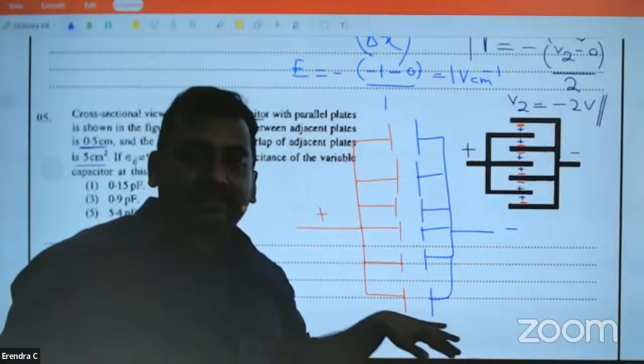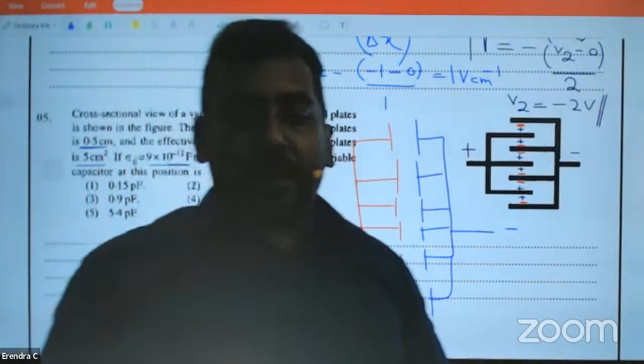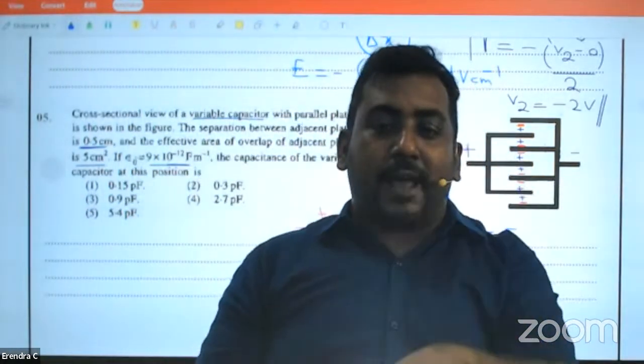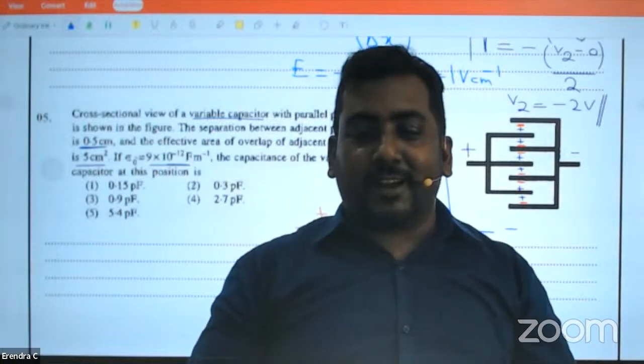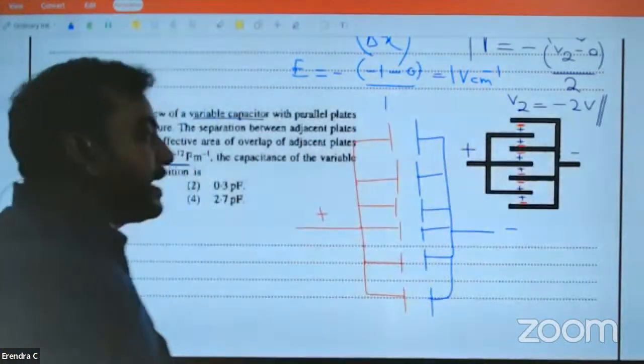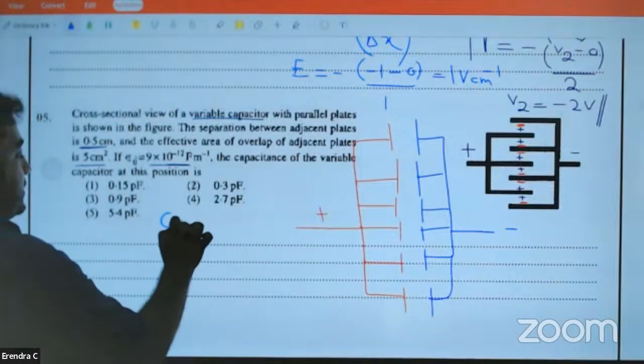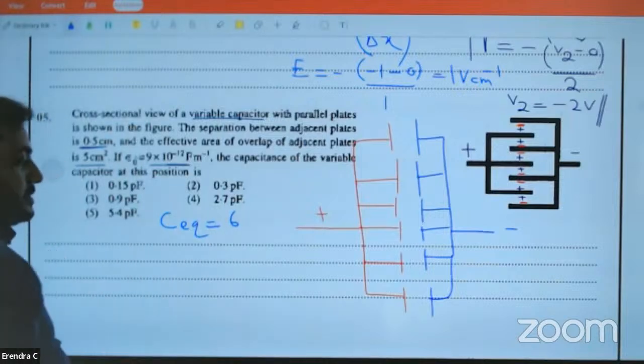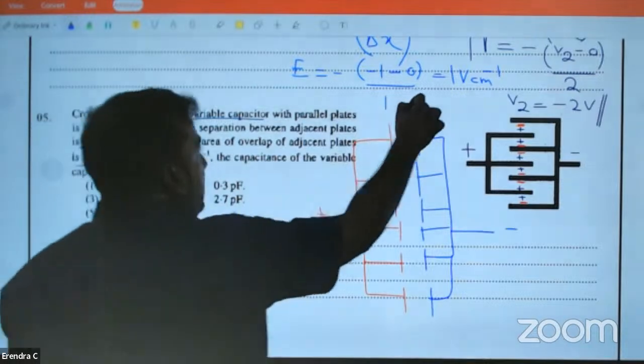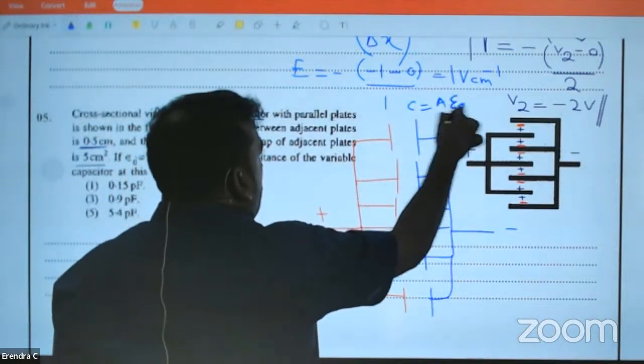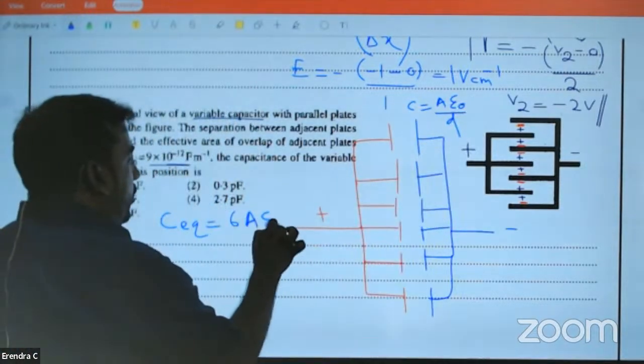What is this? Capacitors in parallel. I'm sure electric fields are done by now. Capacitors in parallel are like resistors in series. Six times one capacitor, and we know one capacitor is A epsilon naught over D. So 6A epsilon naught divided by D.